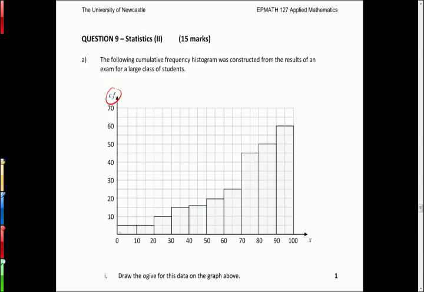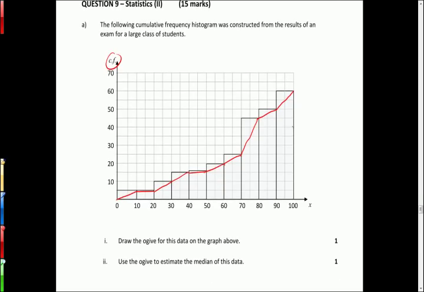So corner to corner, do that, and then it goes flat, and then it goes there, and then there, and then corner to corner. Why does it look curved if I'm using a ruler? And then that, and then, all right, ogive done. Use the ogive to estimate the median of this data.